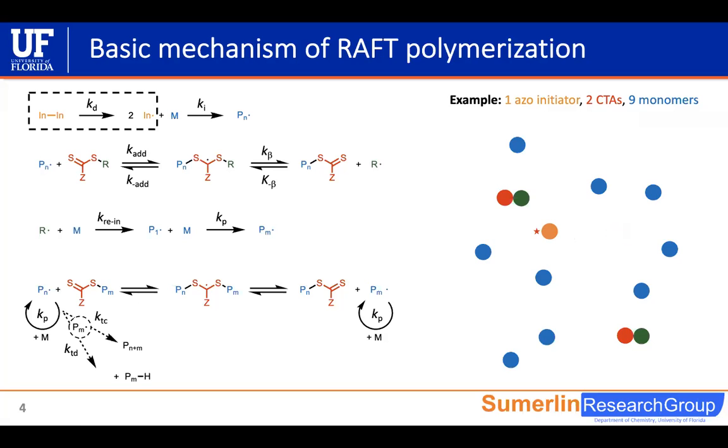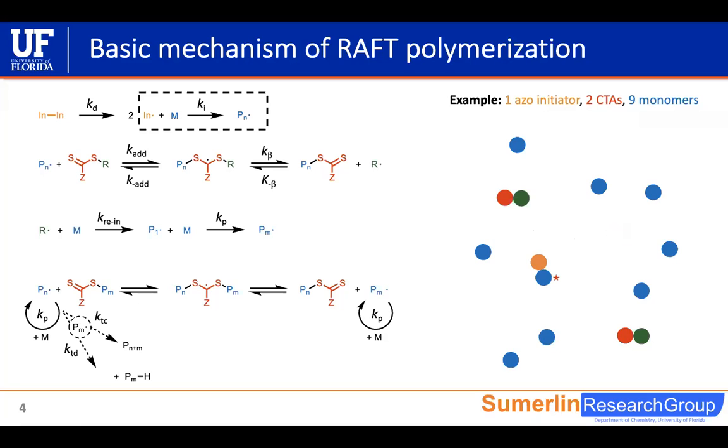Now that radical can add to the blue spheres. The blue spheres are just monomers. You don't need to know this reaction, but you can see we just added a monomer. That's what M stands for. So we're starting to grow our chain and now we have a polymer forming.